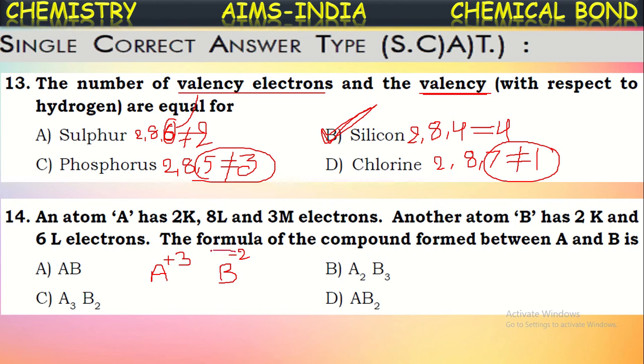Thus, the molecular formula of the compound formed between these two can be derived by using the crisscross method like this. These two will come here and these three will be written here at the base of B. Now it becomes A2B3. Okay, this is the molecular formula of the compound formed by A and B. It is A2B3, here it is. It is the correct answer.